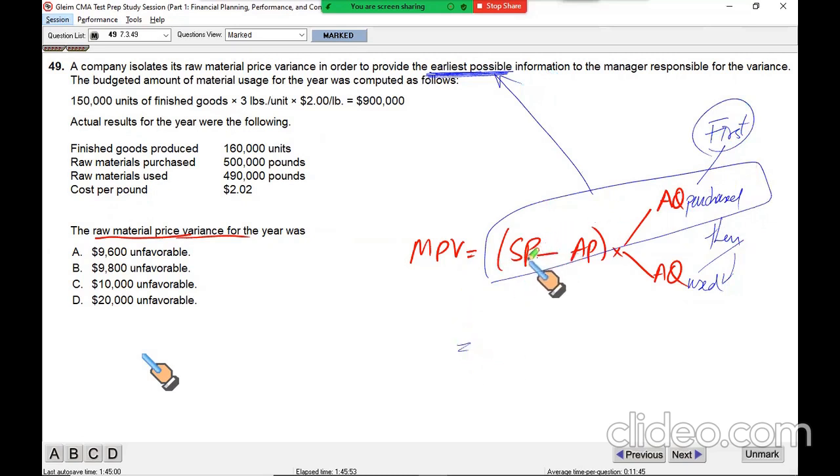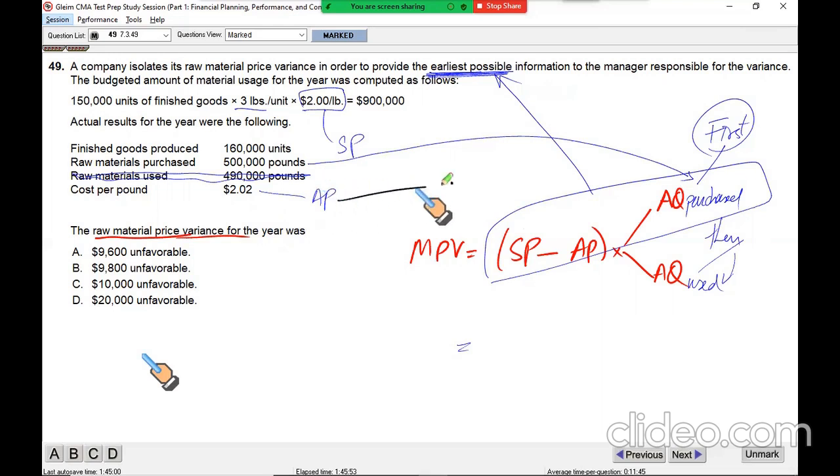Now we need to put in the numbers. Standard price: if you read the information, it says 150 units of finished goods are to be produced and each unit requires 3 pounds of material, and this is the standard price. This is the SP, the standard price. Actual results for the year were as follows. We produced 160 units. Raw material purchased was 500,000. That's what we need. Raw material used, we don't need because we don't need the usage variance. We need the material purchase price variance. And the cost per pound, the actual price paid, is 2.02. That's AP. We have everything we need.